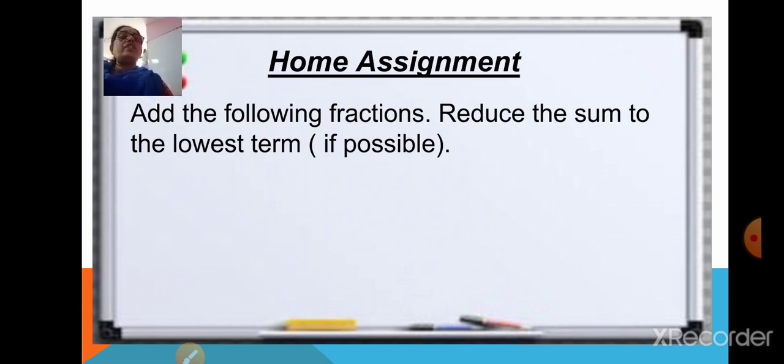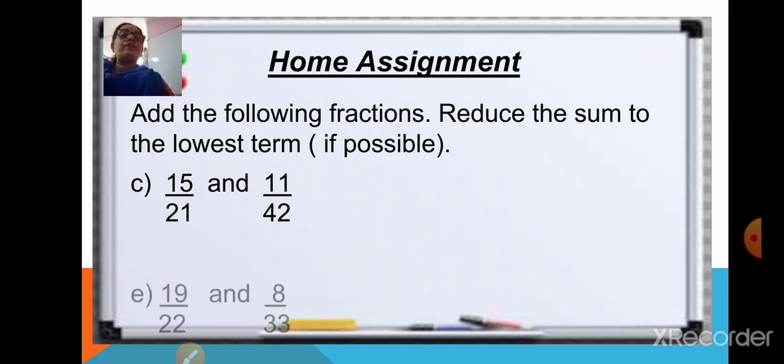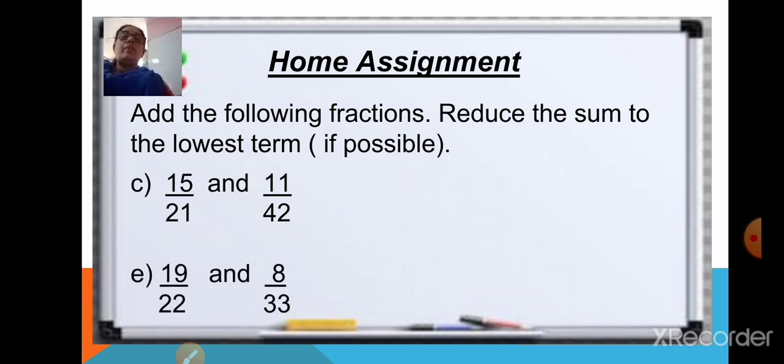Add the following fractions and reduce the sum to the lowest term if possible. Now 15 upon 21 and 11 upon 42. And the second one is 19 upon 22 and 8 upon 33.